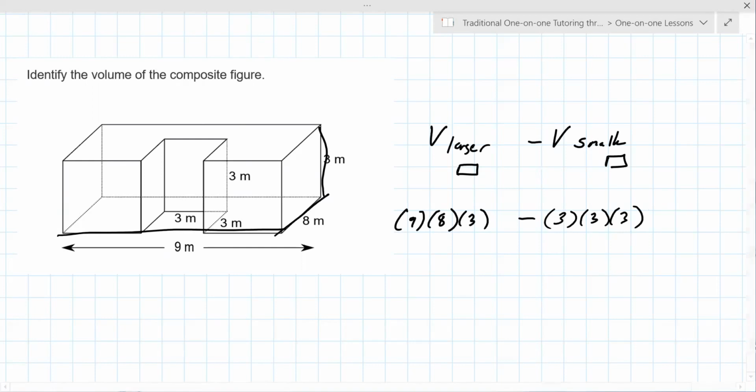I think these are much easier to do because they're visual and you can see the part that's being taken away or added to. $189 is my final answer. Very good. All right.